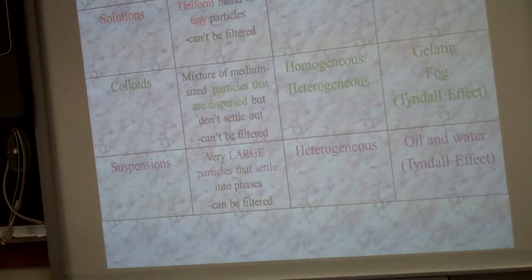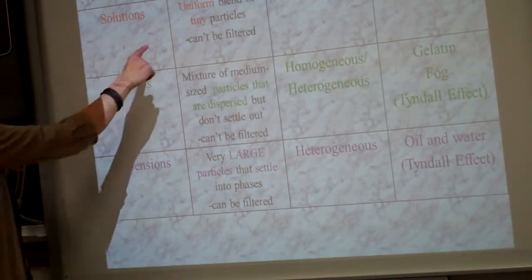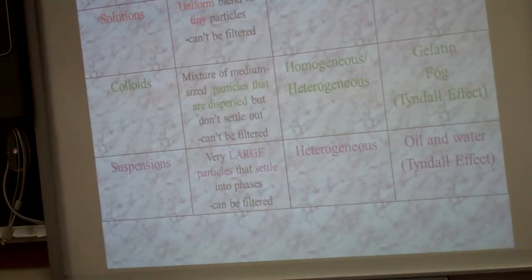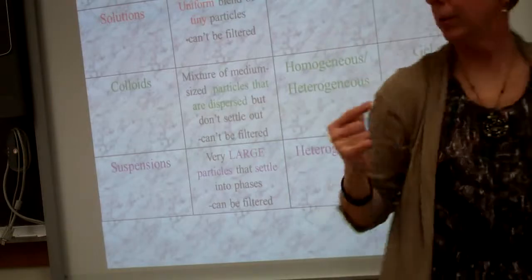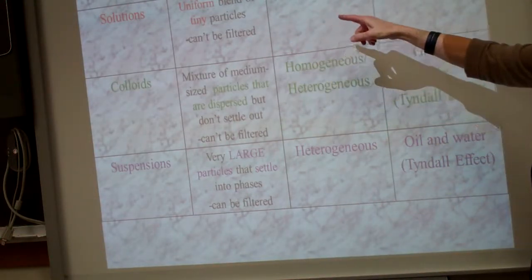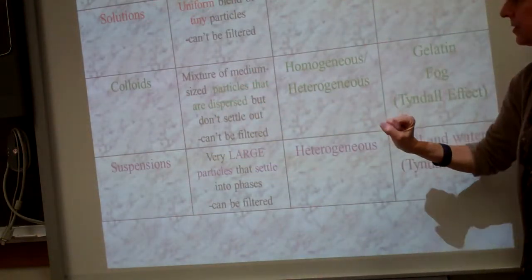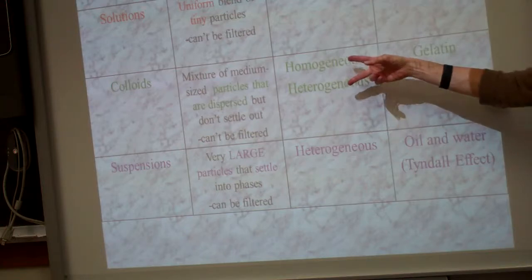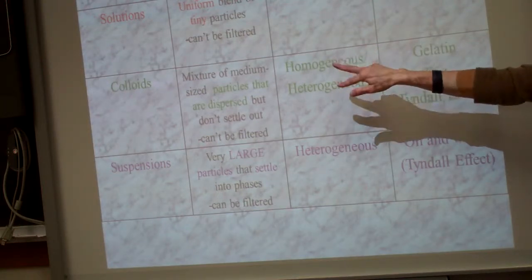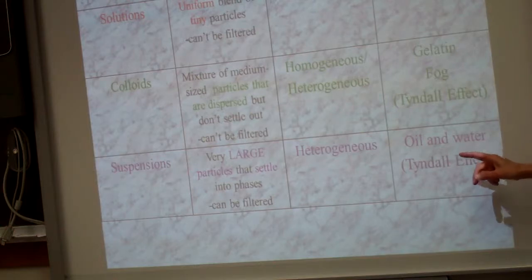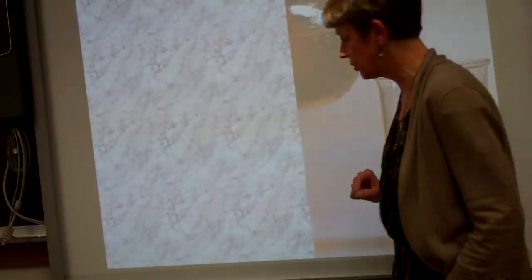So fill this chart in, whatever parts you don't have, or actually what you want to do is just underline. This needs to be memorized. This is always all kinds of multiple choice. Okay? So what we want to know here is what's a solution: uniform blend, homogeneous, salt water. Colloids: medium-sized particles. They don't separate out. Is it homogeneous? Is it heterogeneous? We said yesterday borderline. Gelatin, fog, milk. And they do exhibit the Tyndall effect. Suspensions also do. And again, examples would be oil and water or dirt and water.